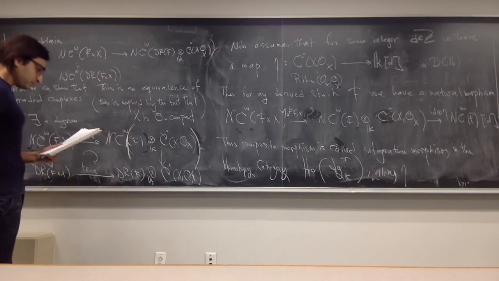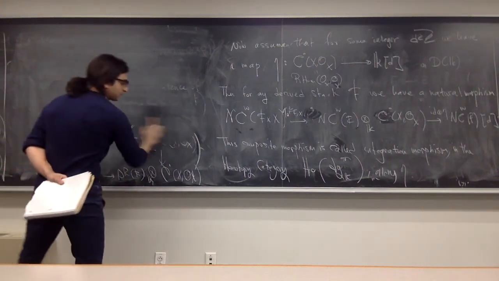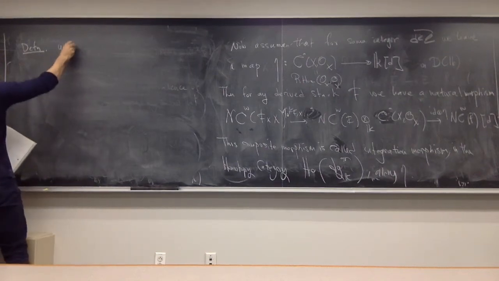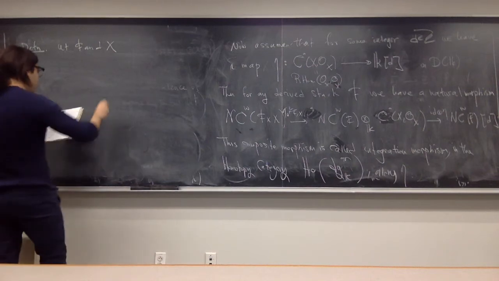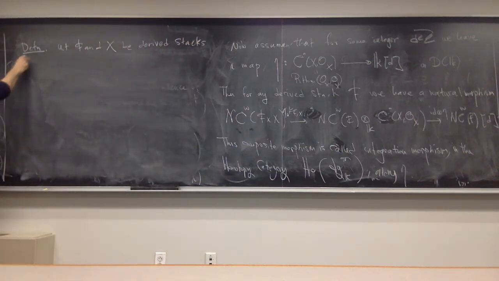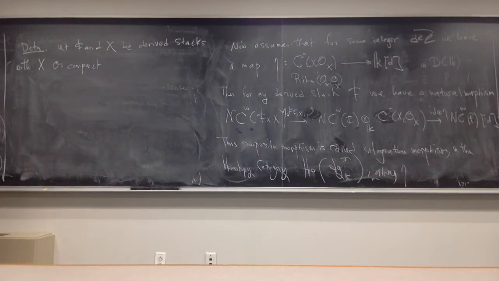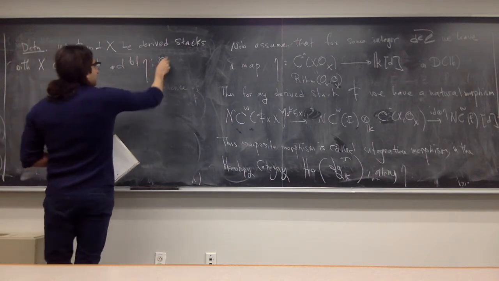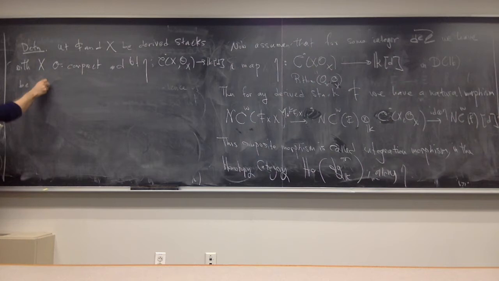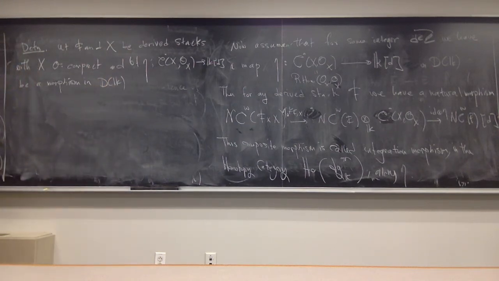Okay, so this morphism is called the integration morphism. So then, definition: let F and X be derived stacks with X O-compact. And let eta from the endomorphism algebra of X to K[-d] be a morphism in the derived category of K-modules for some d.